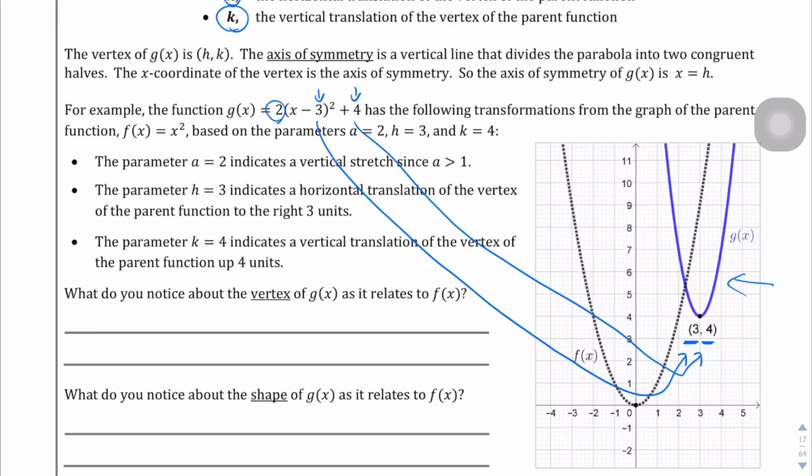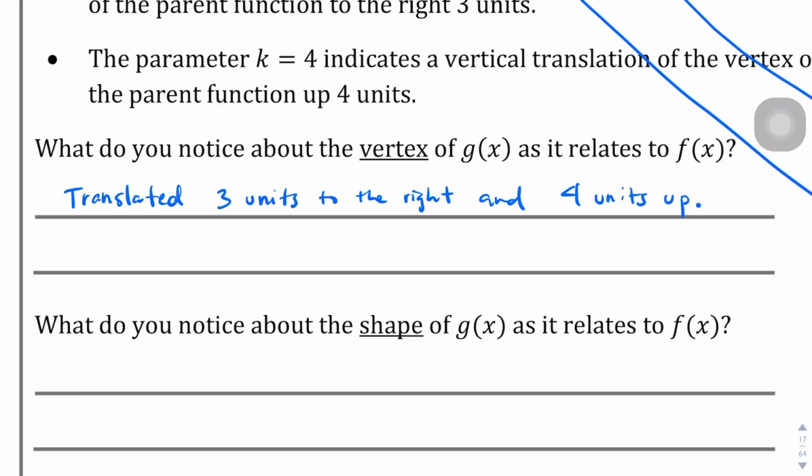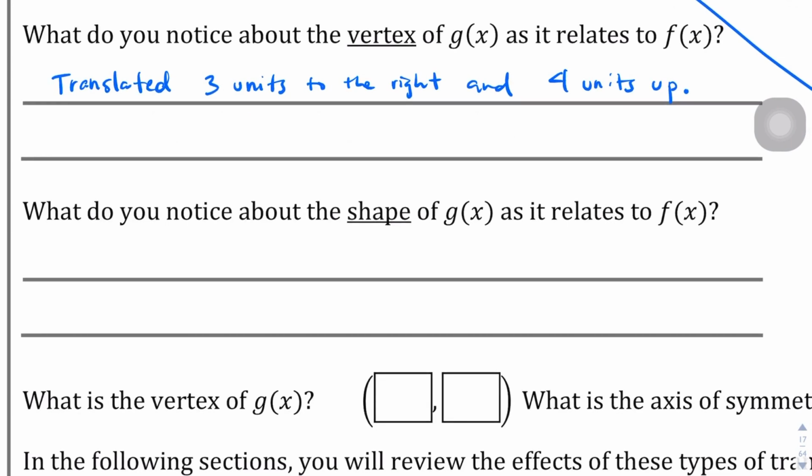Okay, so let's answer some of these questions here. What do you notice about the vertex of g of x as it relates to f of x? Well, g of x was translated or moved 3 units to the right and 4 units up. And the other question, what do you notice about the shape of g of x as it relates to f of x? Well, it's narrower than f of x.